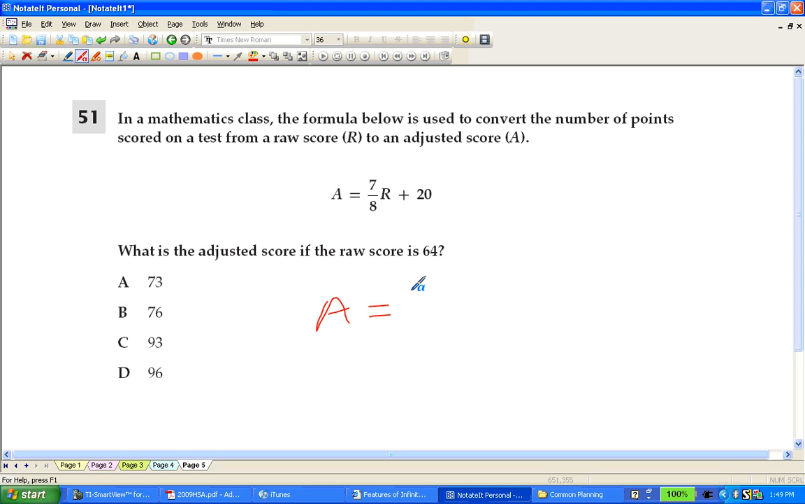Alright, now we could do one of two things. We could use the calculator and put 7/8 into parentheses, which is probably the easiest way to do it. Or if you know the value of 7/8, you could use that decimal form.